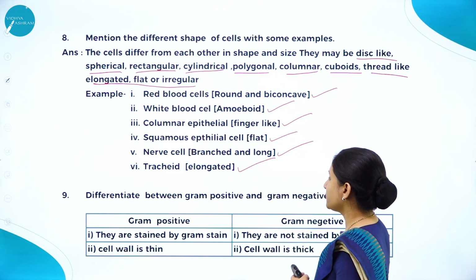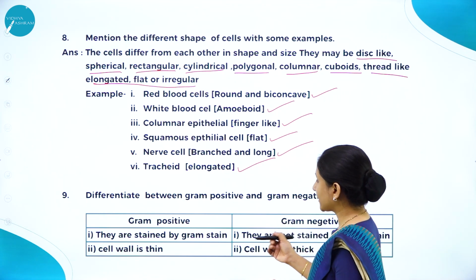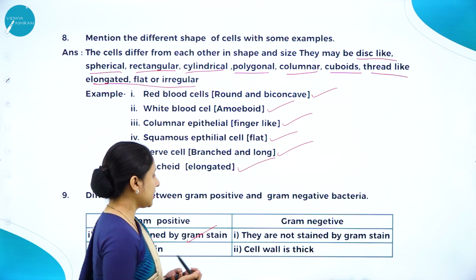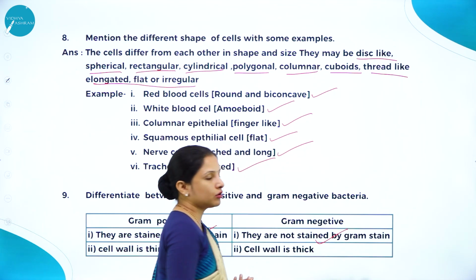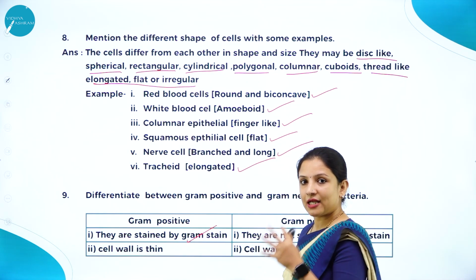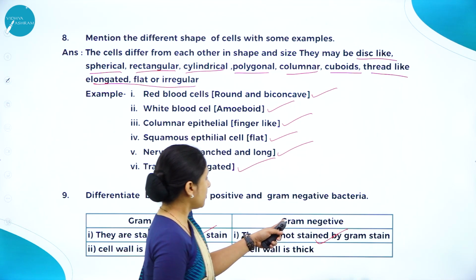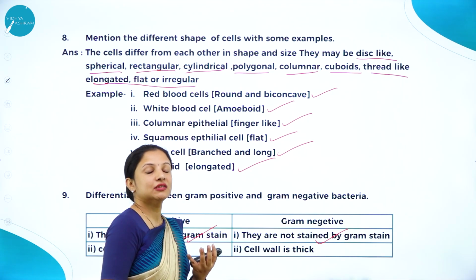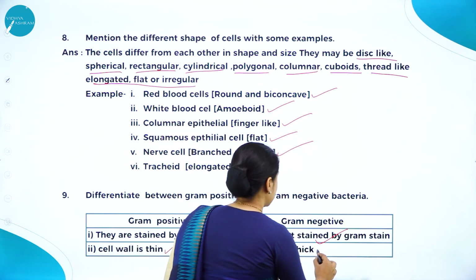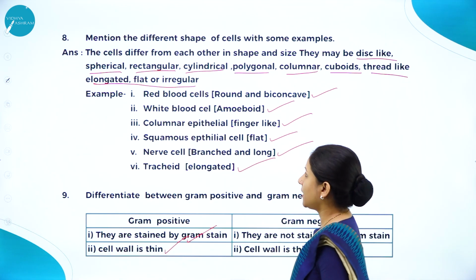Next question. Differentiate between gram-positive and gram-negative bacteria. Now make 2 columns. Gram-positive bacteria, they are stained by gram stain. That is why they are called gram-positive. Gram-negative bacteria, they do not take up the gram stain. That is why they are gram-negative bacteria. Gram-positive bacteria take up the stain because their cell wall is thin. That point you can write. Cell wall is thin. Gram-negative bacteria do not take up the stain because the cell wall is thick, and therefore the molecules present in the stain cannot pass through the cell wall. So, cell wall is thick. These 2 differences you write on each side, you will get 2 marks.